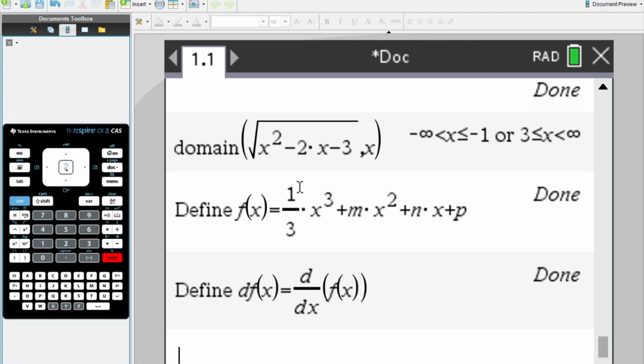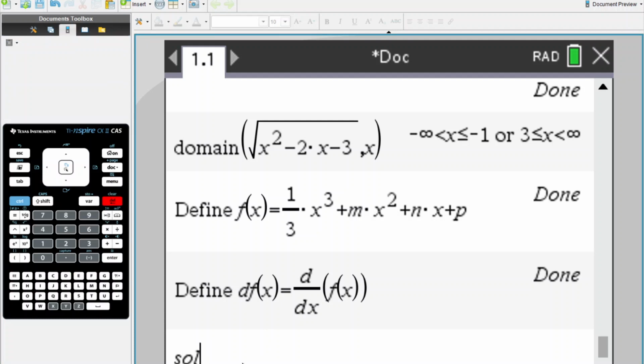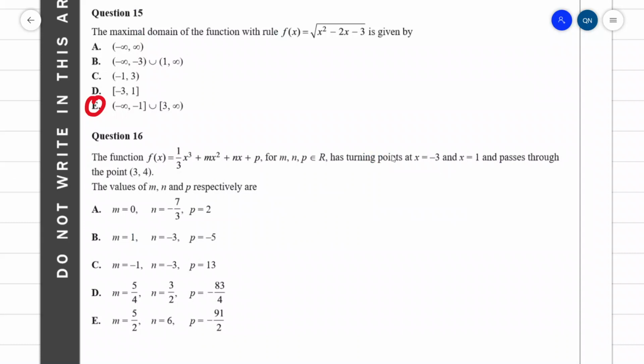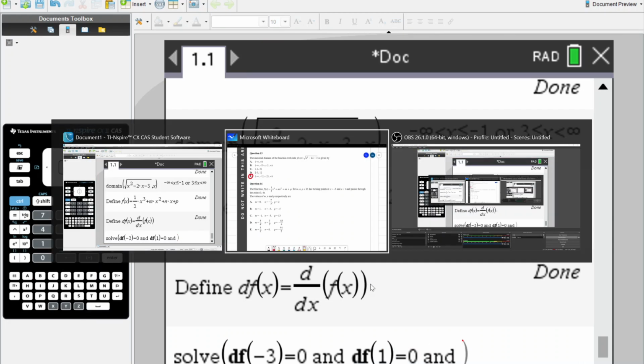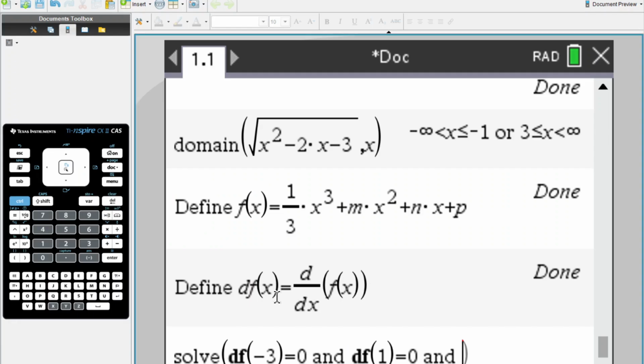And now, usually what you do from here is plug this into systems of equations. There's a much quicker way to do that. You can just type in solve, or menu 3.1. Now, what conditions do you want? Turning point at negative 3 means the derivative at negative 3 equals 0. We have a turning point at 1, which means the derivative at 1 is 0. And we pass through (3, 4), which means f of 3 equals 4.